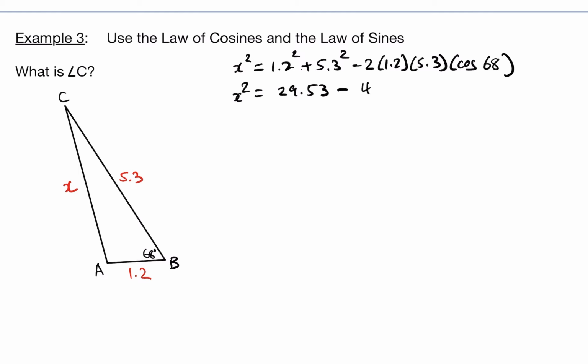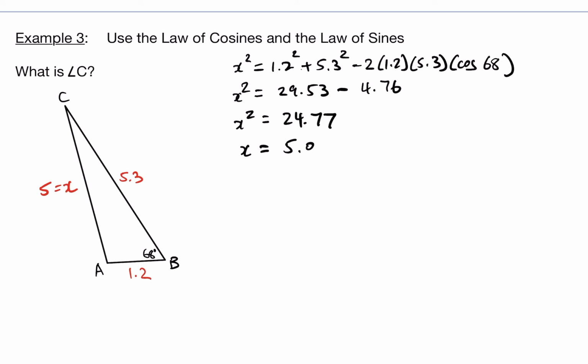We're going to subtract the product of 2 times 1.2 times 5.3 times cosine of 68, and that gives us 4.76. And adding that together, x squared is going to equal, let's go ahead and punch this in again, 29.53 minus 4.76 is equal to 24.77. And if we take the square root of both sides, we get 5, okay? Rounds out to 5.0. So the length of x is now 5. So we know this is 5.